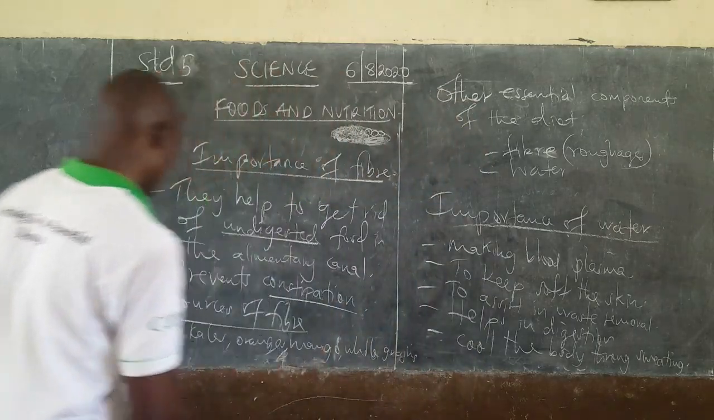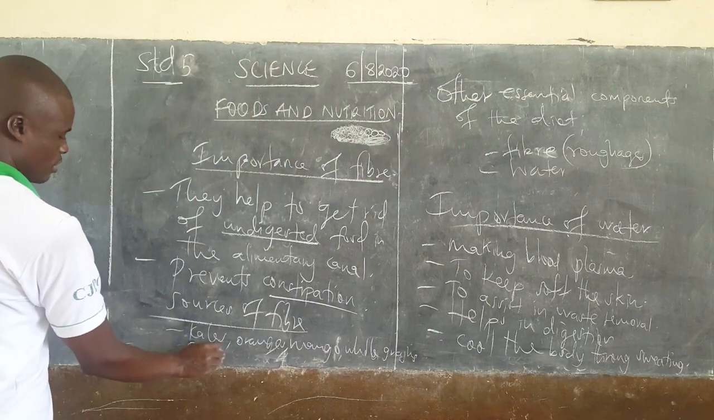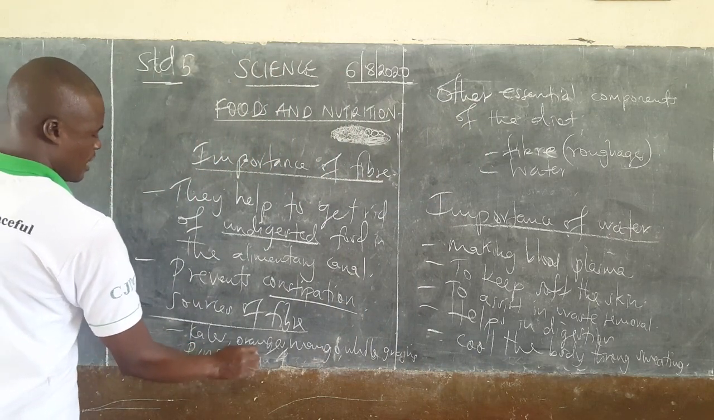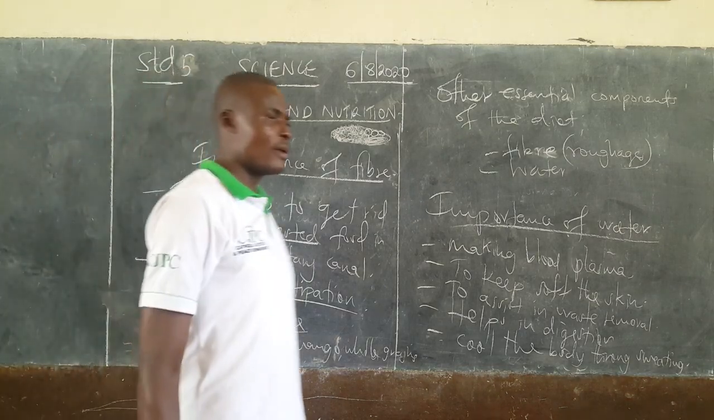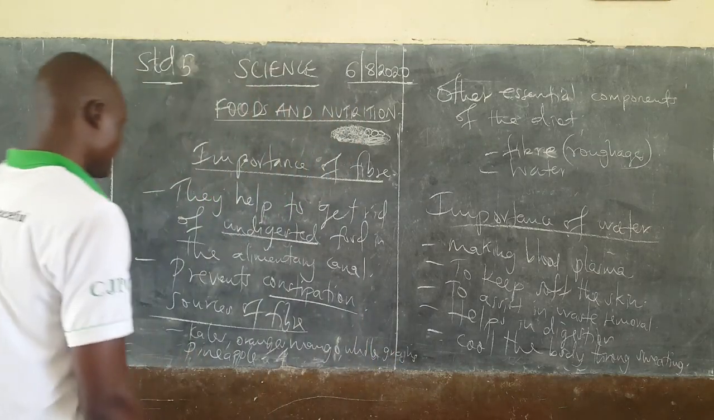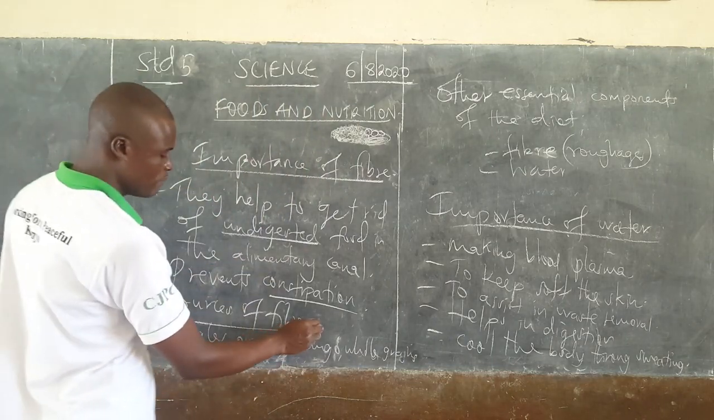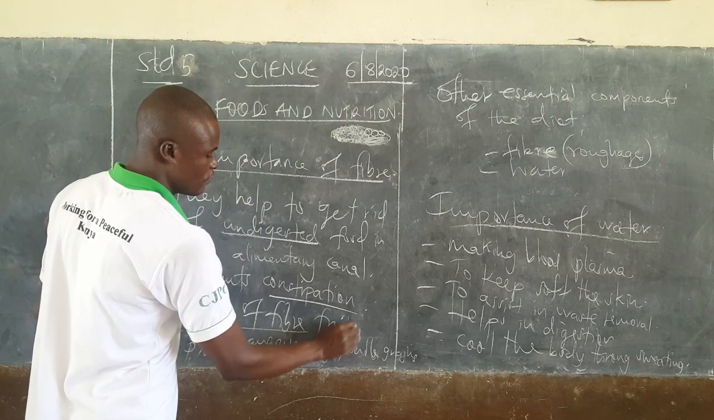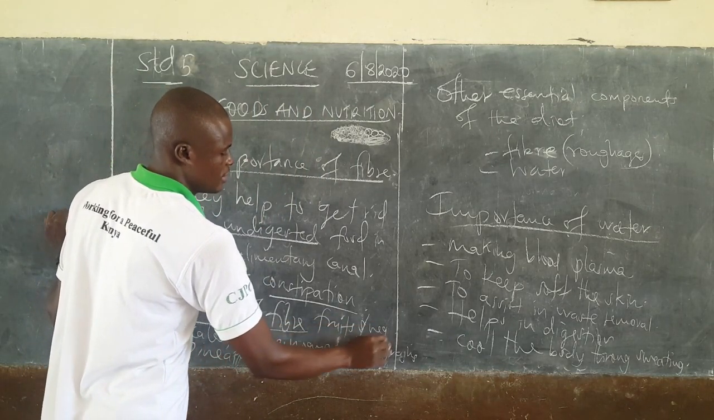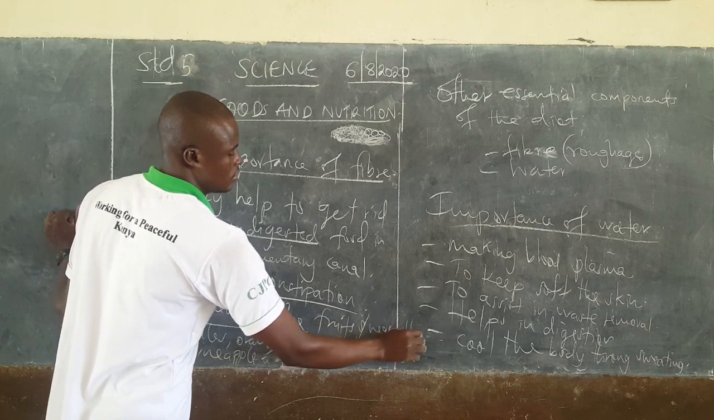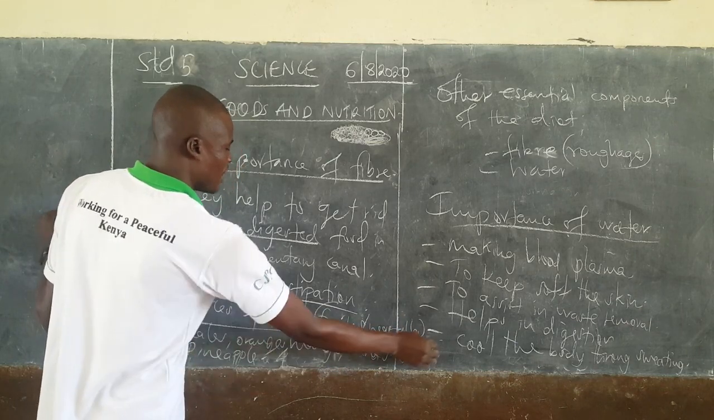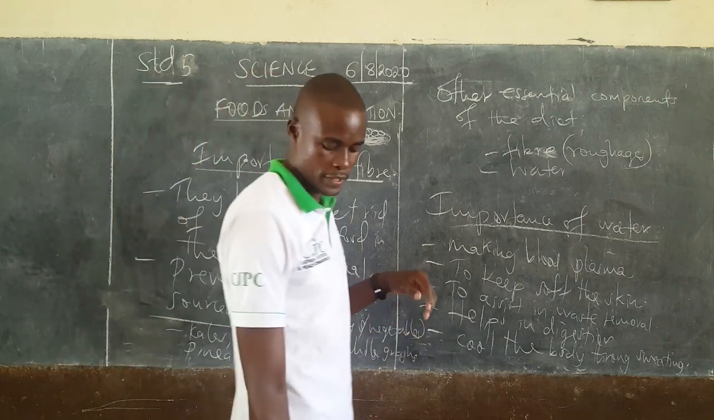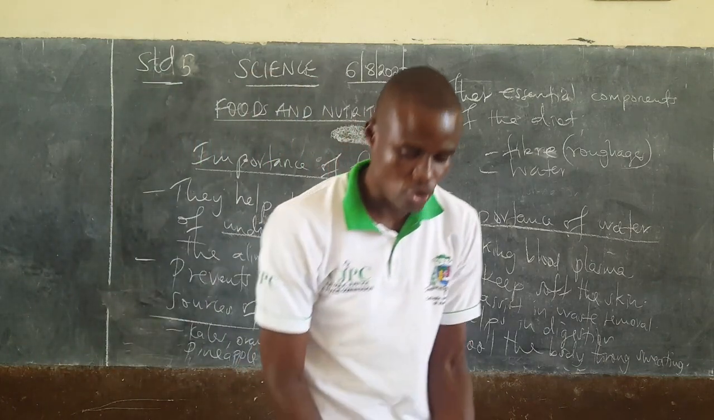And then we have pineapple. So Lana, sources of fiber are simply fruits and vegetables. Most fruits and vegetables are good sources of fiber in our body. So until next time, I want to stop there.